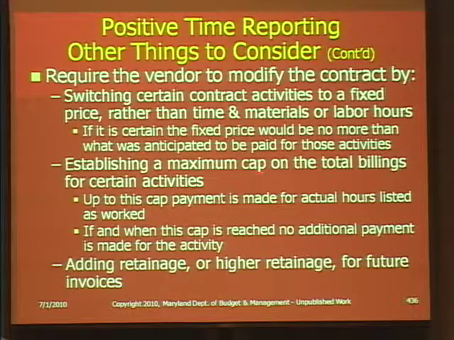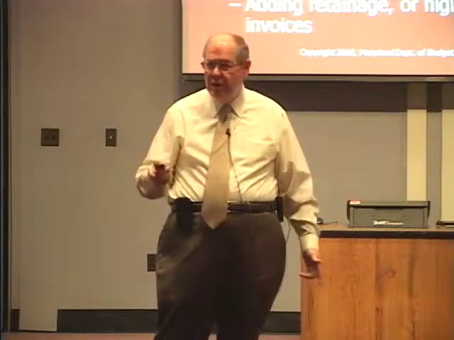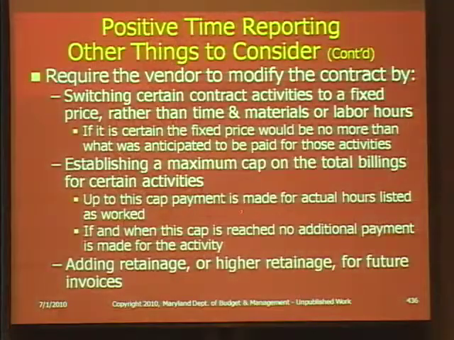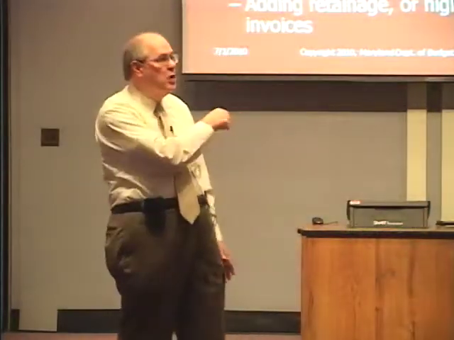You can establish a maximum cap on the total billing, so not fixed, but we'll pay time and material up to that cap, and if they keep billing beyond that, if they supposedly keep working beyond that, fine and dandy. They're not going to get paid any more money on the hourly basis. They will get paid on an hourly basis up to the cap, no more. So even if it wasn't that way to begin with, through those circumstances, we might negotiate this circumstance rather than simply a fixed price. Or we could add retainage, we could increase retainage, something of that nature for future invoices. These are all possible actions triggered by 1 or more instances of improper billing.